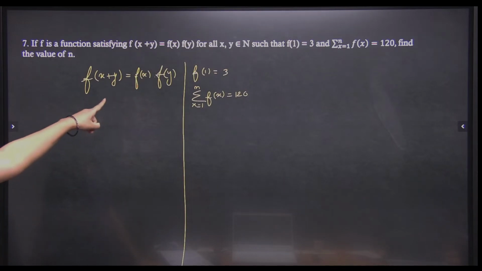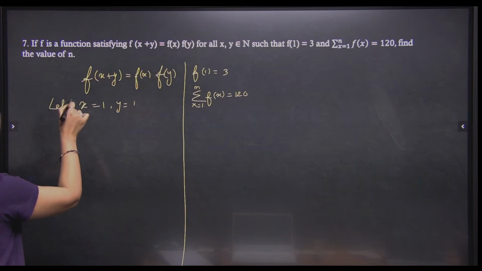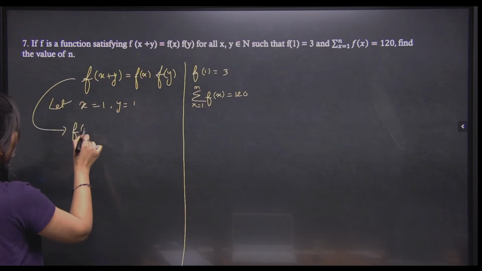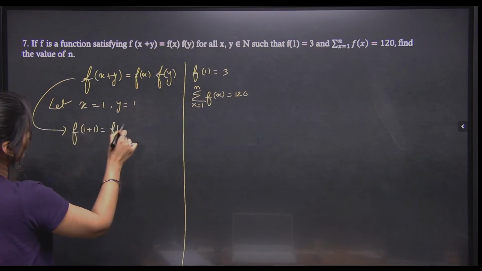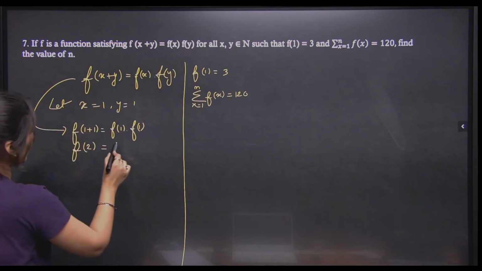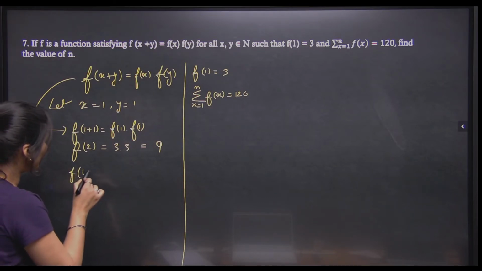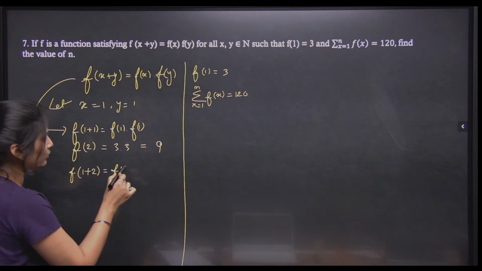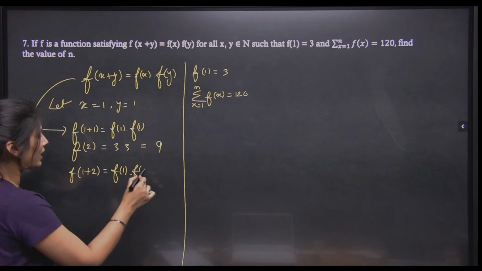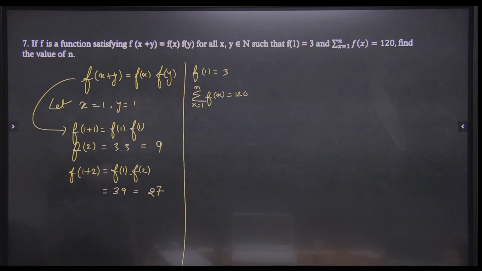Since we have f(x + y) is equal to f(x) into f(y), let us suppose that I am writing x as 1 and y is 1. So this will give f(1 + 1) equal to f(1) into f(1). So it is nothing but f(2). f(1) is 3 and again 3, so it is 9. Now if I want to find f(3), I can write f(1 + 2). In place of x I am writing 1 and in place of y I am writing 2. So f(1) is 3 and f(2) is 9, so it is 27. Clear?